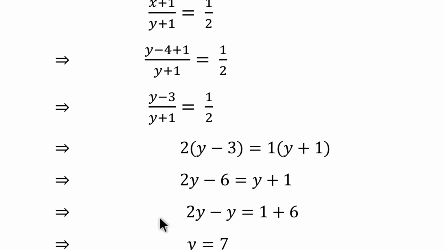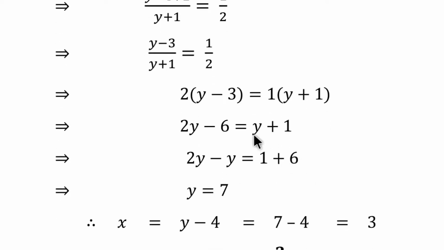Now further simplifying it, you will get y minus 4 plus 1 is minus 3. y plus 1 equals 1 by 2. Cross multiply: 2 into y minus 3 is equal to 1 into y plus 1. So opening the bracket, you will get 2 into y is 2y minus 2 into 3 is 6 equals y plus 1. Now let's bring this y to the left hand side. You will get 2y minus y equals 1 plus 6, as 6 comes over here as plus 6. So 2y minus y is y and 1 plus 6 is equal to 7. This means that the value of y is 7.